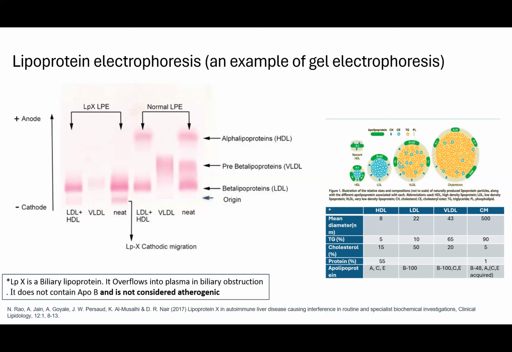So if you look at the left side, if you're suspecting lipoprotein X, you see a band just below the origin. It's really important, and I think it has come up in FRC path exams at least a couple of times, that lipoprotein X, unlike other lipoproteins, actually moves towards the cathode rather than the anode. So you can actually see it below the origin. If they give you electrophoresis and you see a band behind the origin, so on the cathodic side, that can be consistent with lipoprotein X.